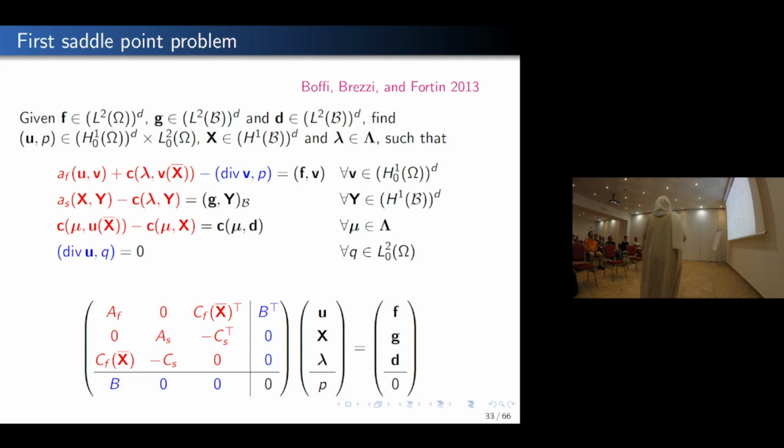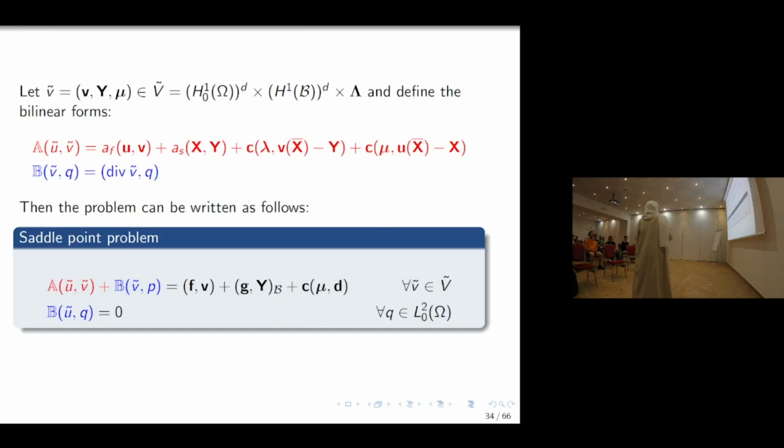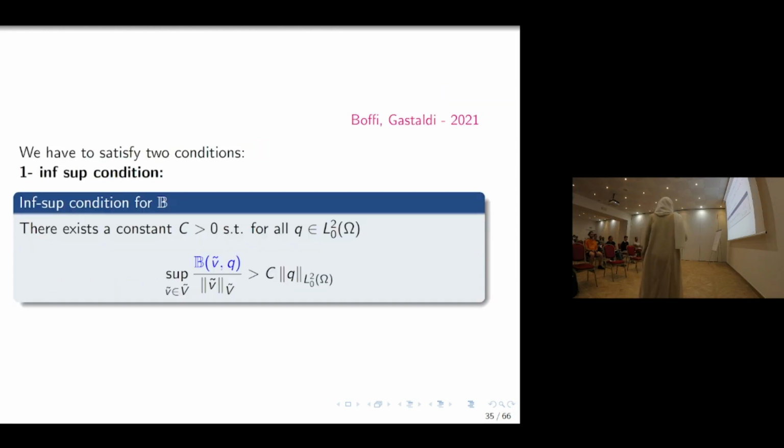We can show that this saddle point problem is stable and has a unique solution if I can show two conditions: the inf-sup condition, that the bilinear form is bounded away from zero, and the ellipticity of the other bilinear form in the kernel of this bilinear form. For simplicity, I will write those two bilinear forms: the double-face A is the sum of all right terms, and the double-face B is the left-hand side of the last equation. Then I can rewrite my problem this way, and again we have two conditions to satisfy: the inf-sup condition, bounded away from zero, for the double-face B term.